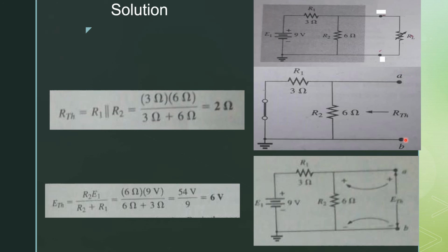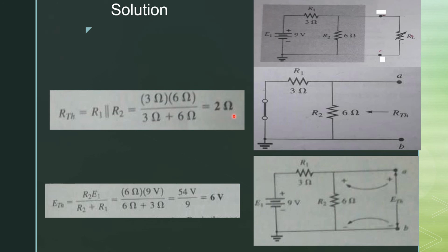Now we have to find the value of R Thevenin. When we find R Thevenin, we have to set our sources to 0. In our case, we have only a single voltage source, so we set this source to 0 by replacing it with a short circuit. Now you can see that R1 and R2 are in parallel. So R Thevenin is equal to R1 parallel to R2. When we substitute the values, 3 into 6 divided by 3 plus 6 is equal to 2 ohms. So the value of R Thevenin is equal to 2 ohms.